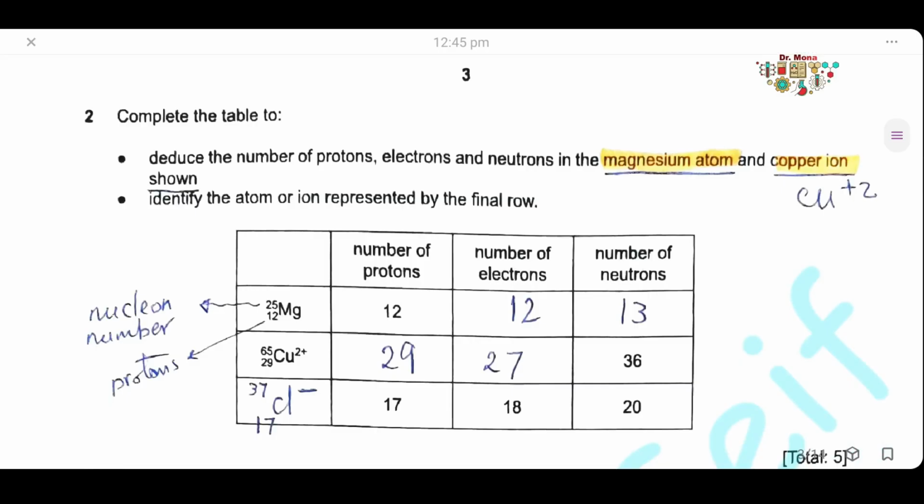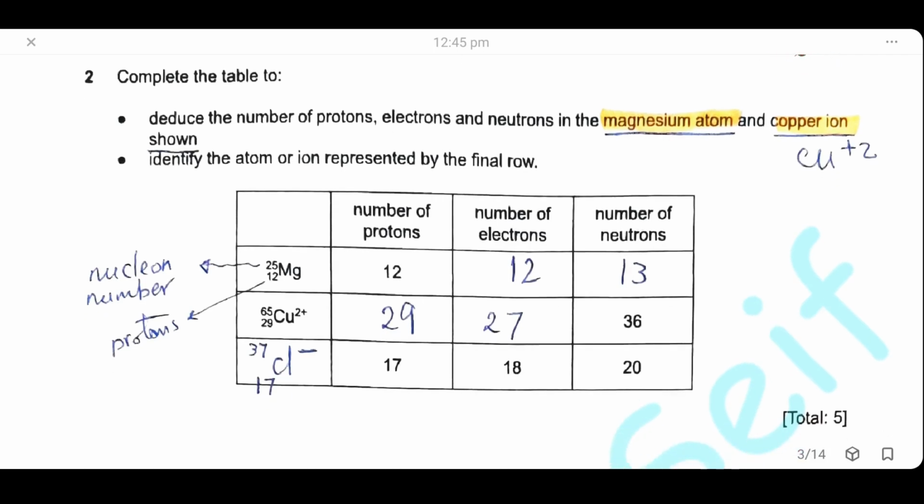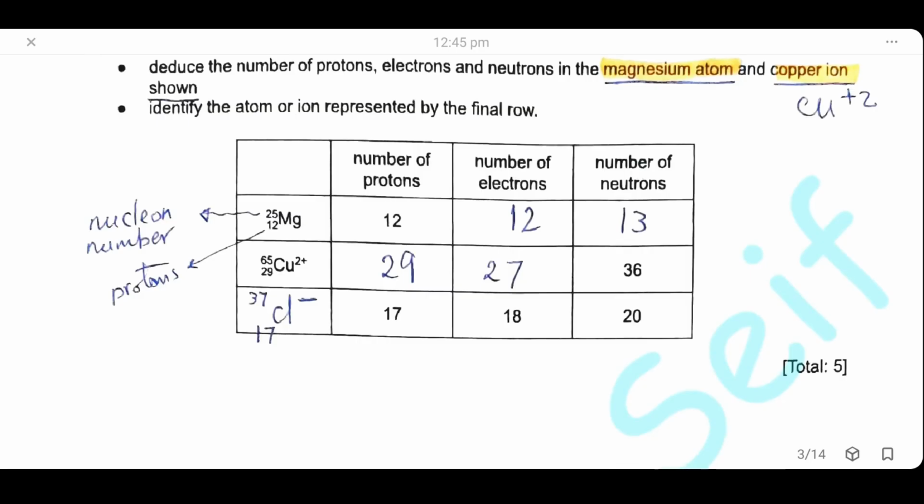Question 2. Complete the table to deduce the number of protons, electrons and neutrons in a magnesium atom and a copper ion. Identify the atom or ion represented in the final row. He mentioned here that magnesium is an atom, so the number of protons equals the number of electrons. 12 protons, there will be 12 electrons as well. The number of neutrons can be obtained by subtracting the proton number from the nucleon number. 25 minus 12 is 13.